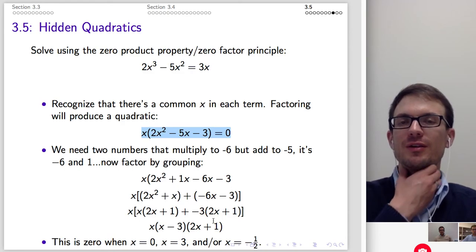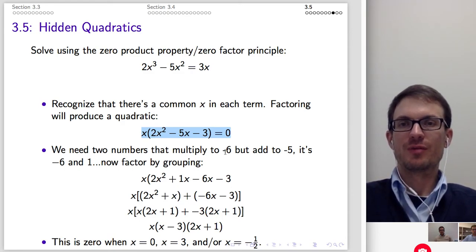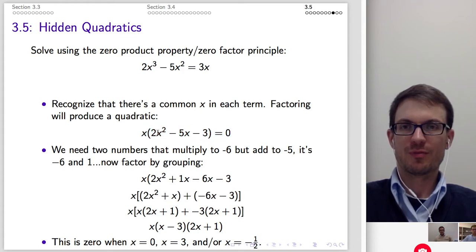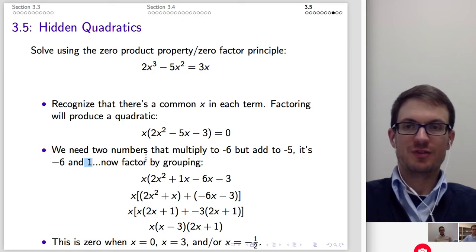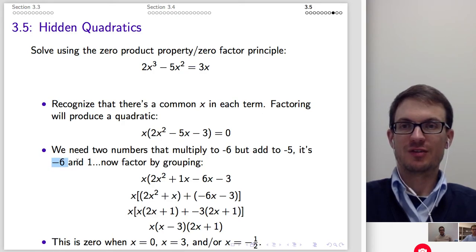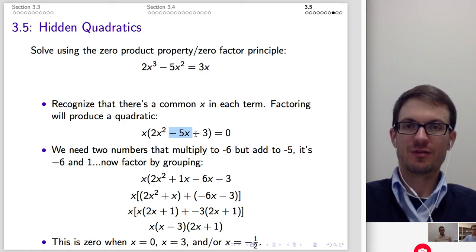All right. We need two numbers that multiply to minus 6 but add to give us minus 5, right? So the product a times c is 2 times minus 3, which is minus 6. We want to be able to add to get minus 5. That's going to be minus 6 and 1, right? So minus 6 times 1 is minus 6, and then minus 6 plus 1 is minus 5. Awesome.